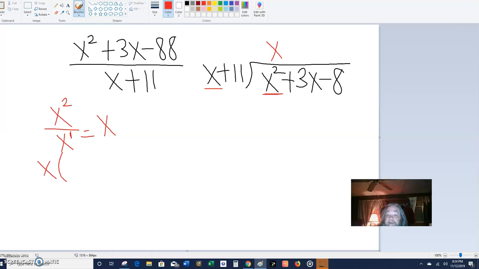You take x and multiply it times your entire divisor. So x times x is x squared. And x times 11 gives us positive 11x.